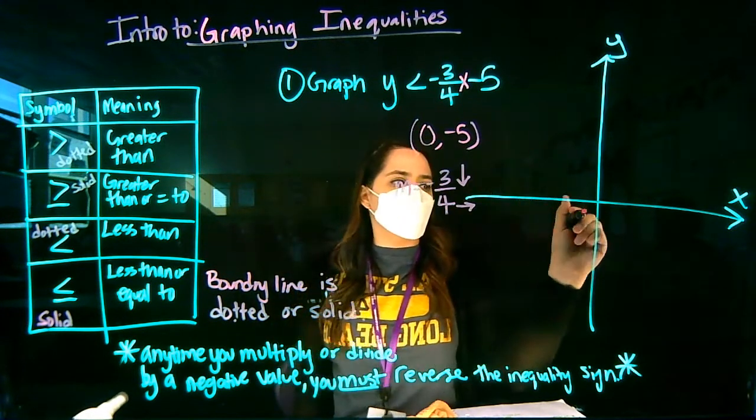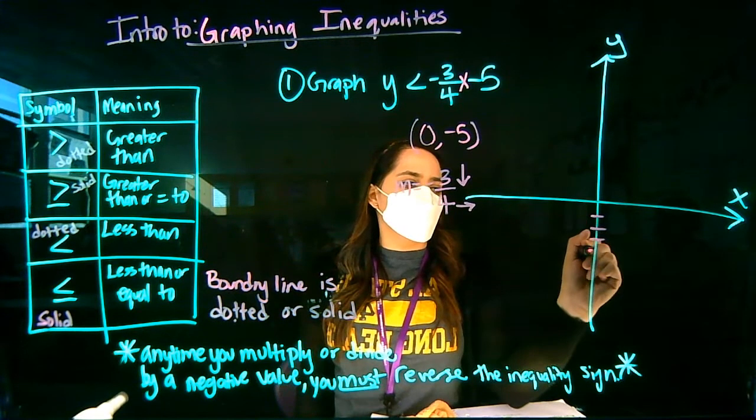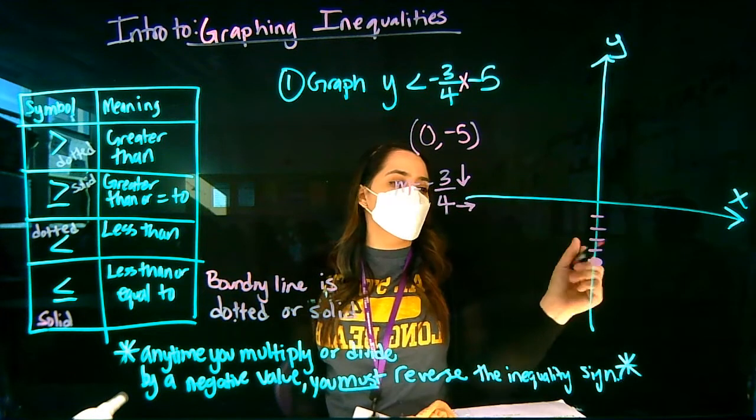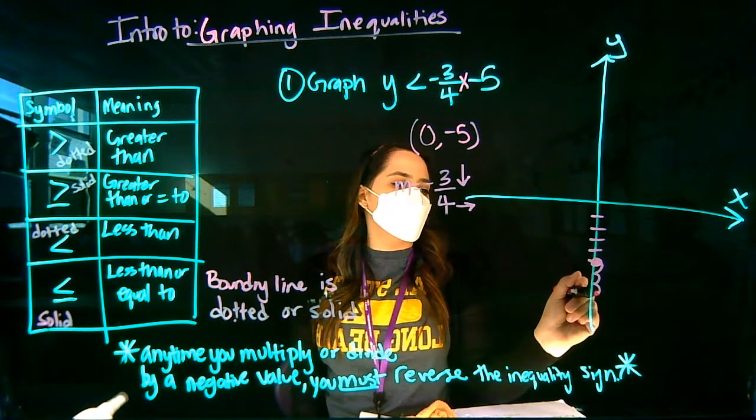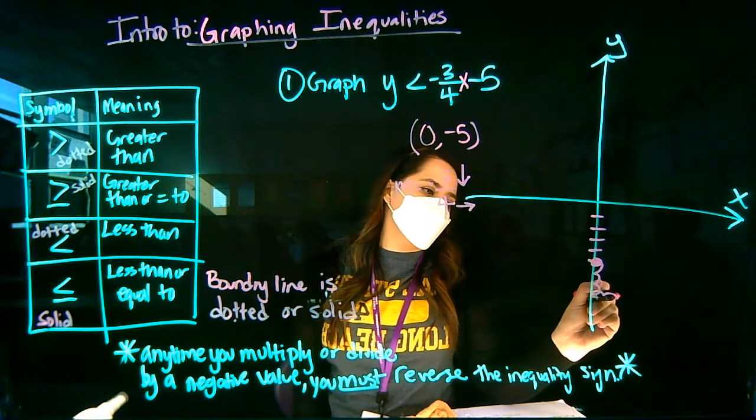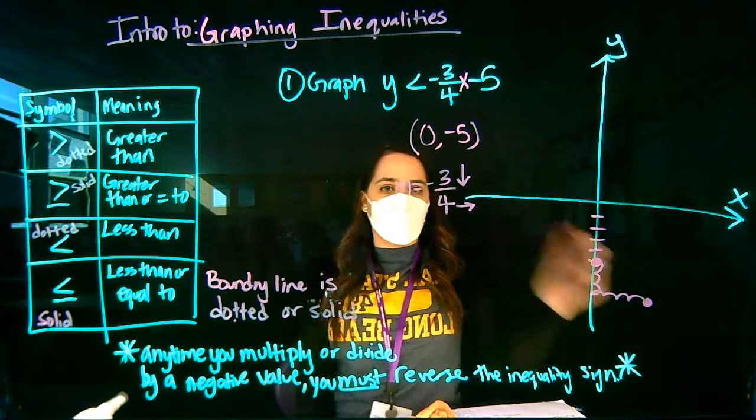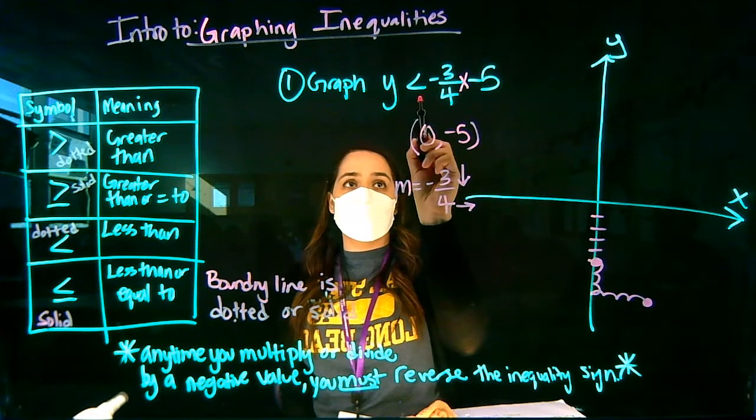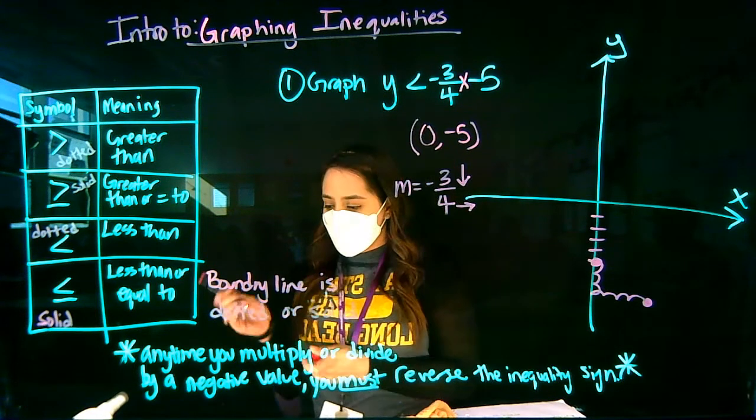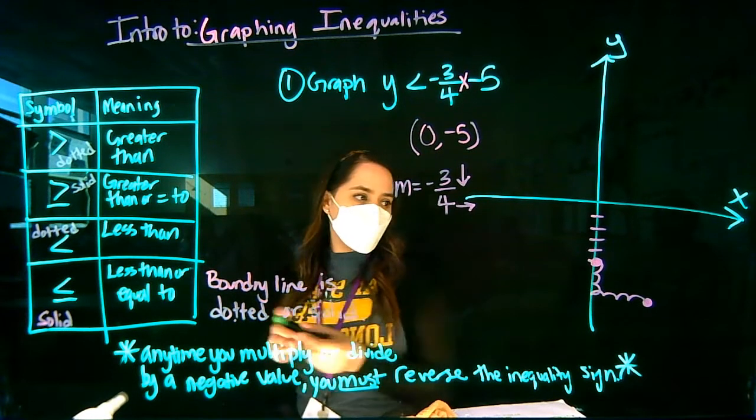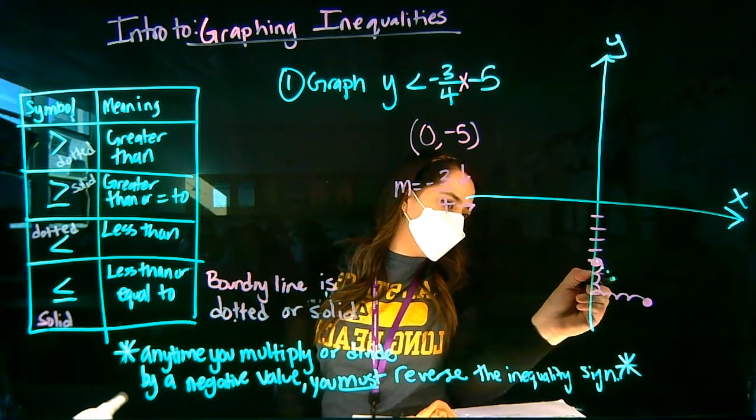So I'm going to go to 0, -5. And then I'm going to use my slope to find my second point. So down 3, right 4. Before I just draw a line, I have to see if it has an equal sign. It doesn't have an equal sign. So that means I'm going to use a dotted line. So when I graph this, I'm going to use a dotted line.